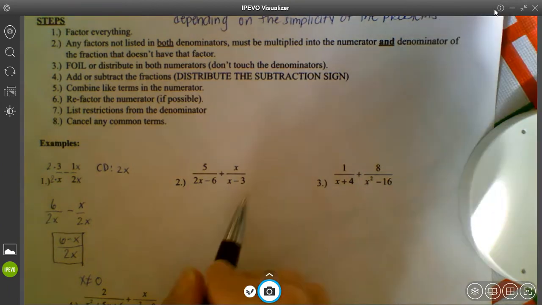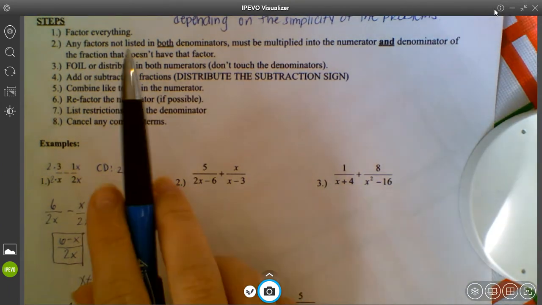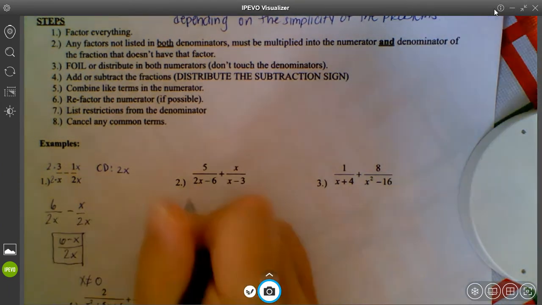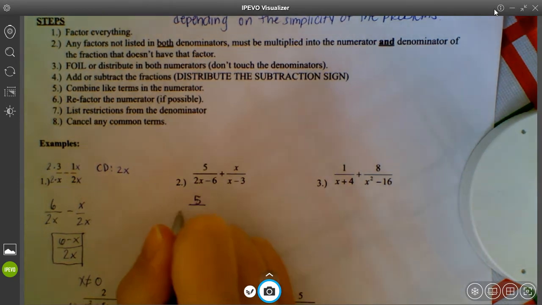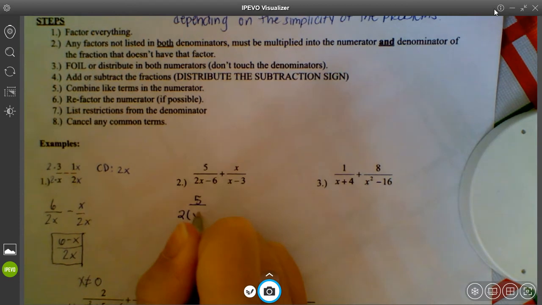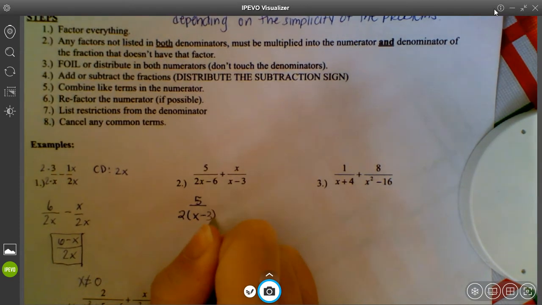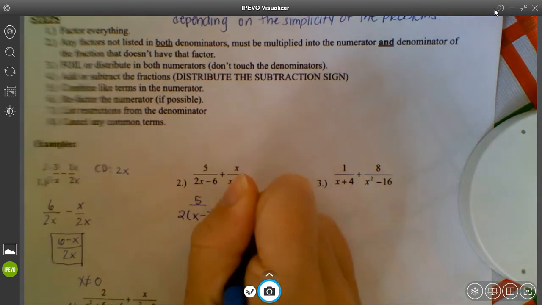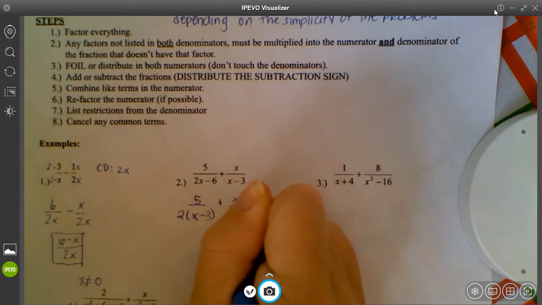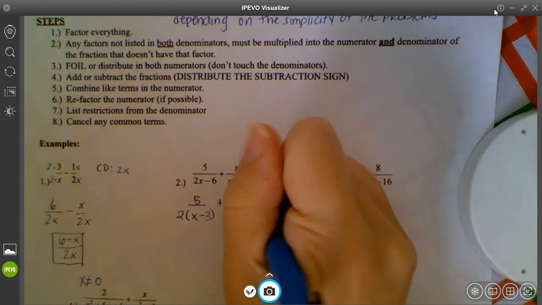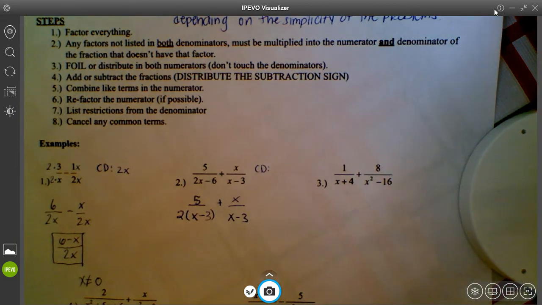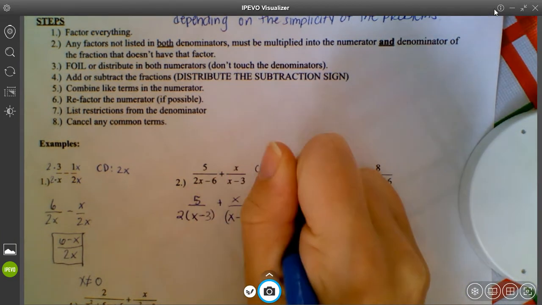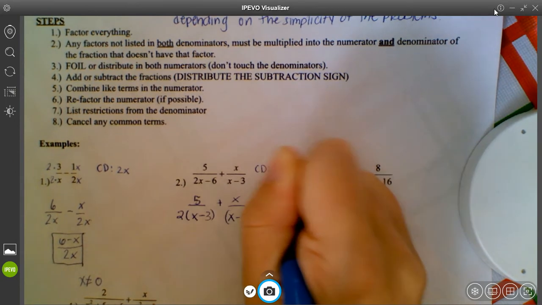Number 2, same thing. The first thing is we're going to factor everything. So 5 can't be factored. I could take this 2 out and I have an x minus 3 plus an x and an x minus 3. So my common denominator that I want has to have an x minus 3 and a 2.